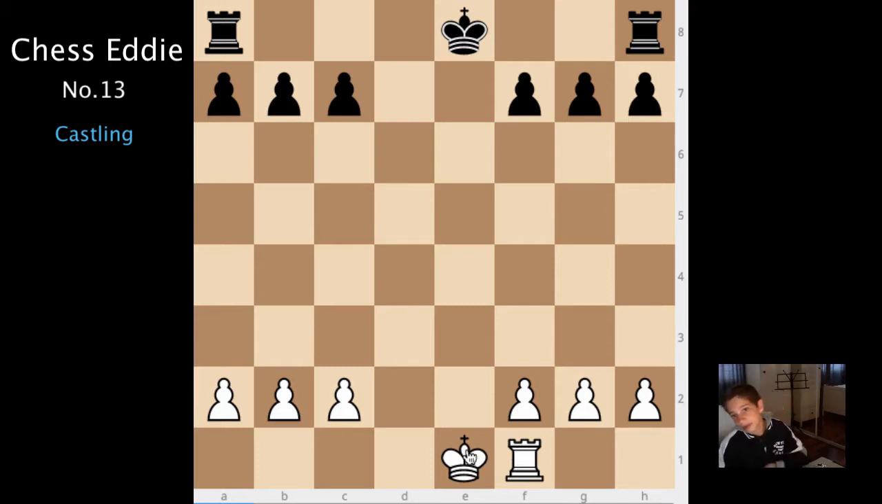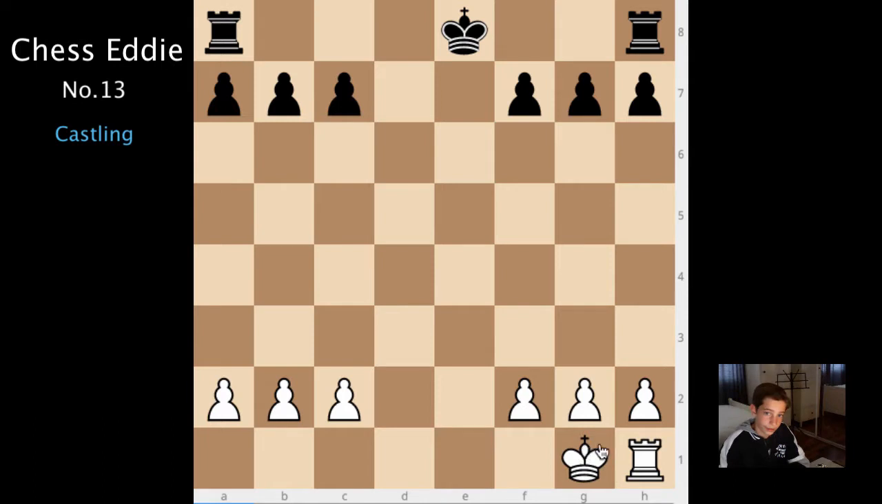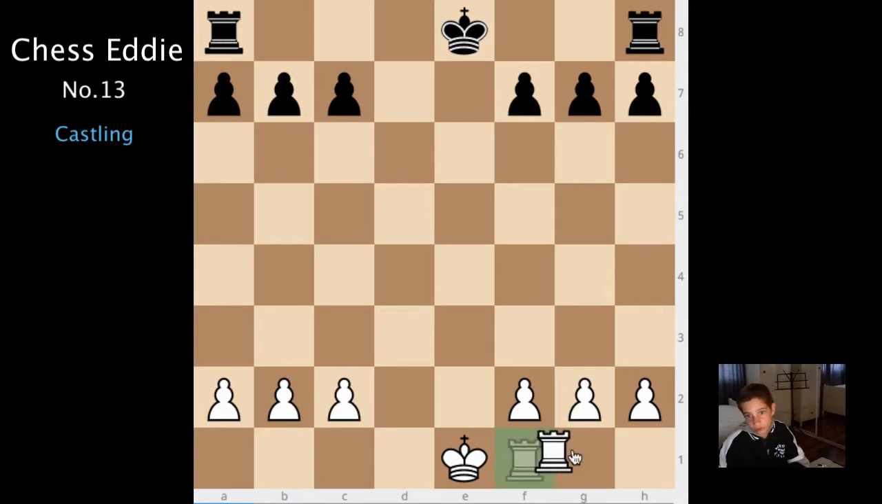And throughout the game, even if the king remains on e1 and the rook goes back to h1, it doesn't mean that the king can castle. So even if, let's say, the rook goes to f1 and then after a move goes back to h1, it no longer can castle. The king and rook can no longer castle.